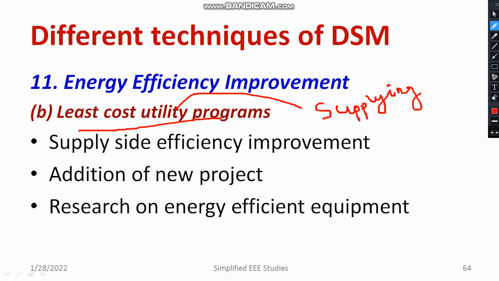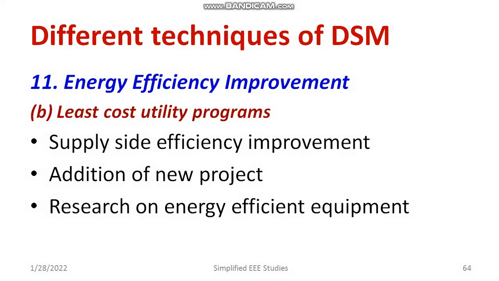Supply side efficiency needs to be improved. The utility company is supposed to provide high quality power. Power quality issues should be mitigated or reduced. For that purpose they need to add new projects to minimize the power quality issues, and also to sell high efficiency equipment at a reduced rate. Some amount of R&D program can be implemented on the utility side. This is regarding utility. Utility means the supplying company.